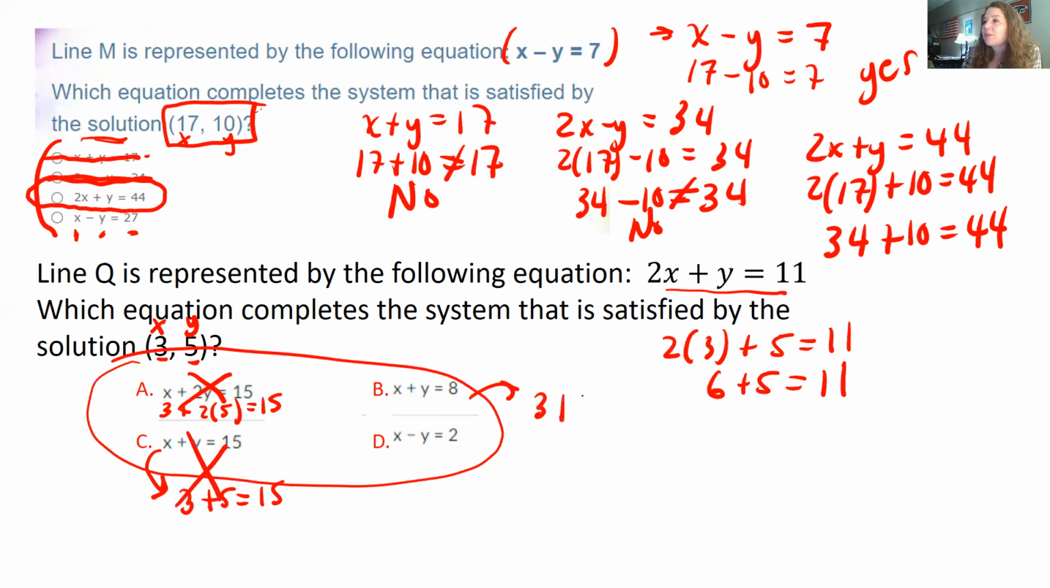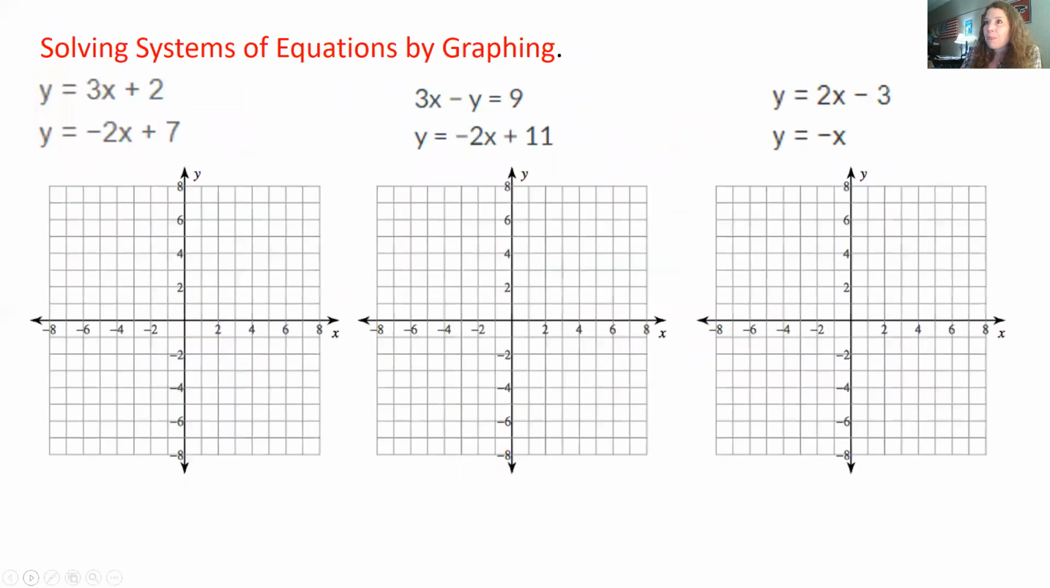All right, what about this one? 3 plus 5 equals 8. Oh, yep. Ding, ding, ding. There's our winner. And we know that 3 minus 5 doesn't equal positive 2. It equals negative 2. So B is the best, it's the only answer. It's the correct answer.